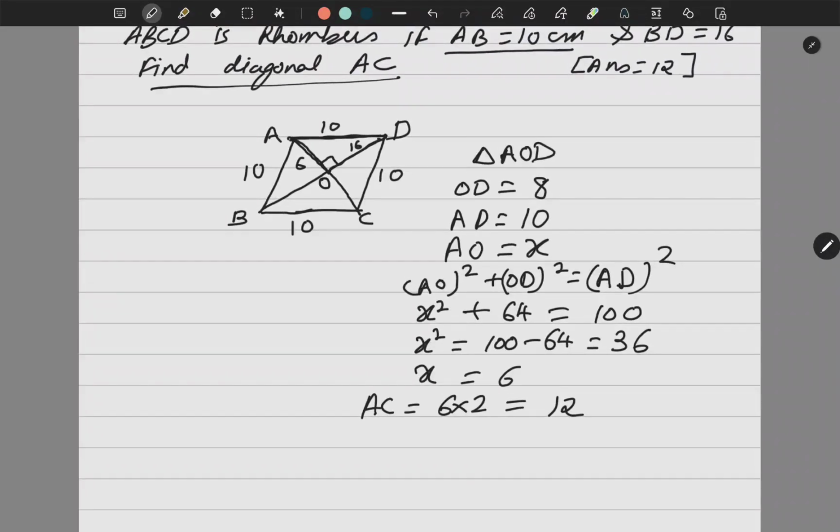Right? So when you are doing this, you should write the explanation as well. You should always mention why you are taking OD as 8. You should write: since it is a rhombus, the diagonals bisect each other. Okay? So now let us do the next question.